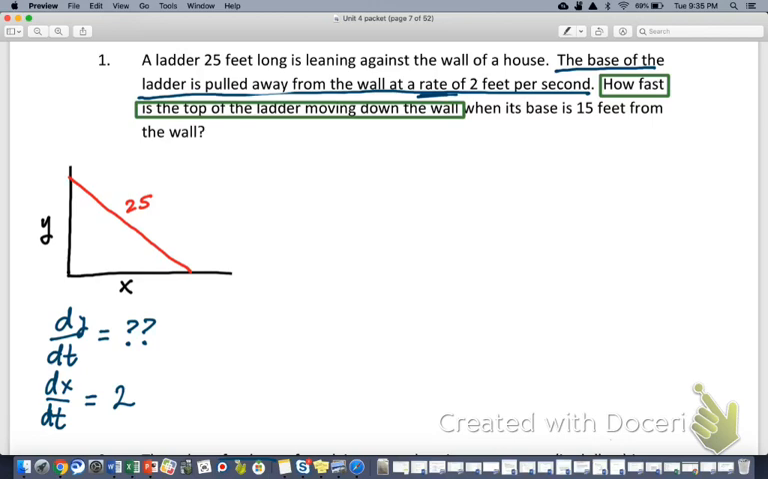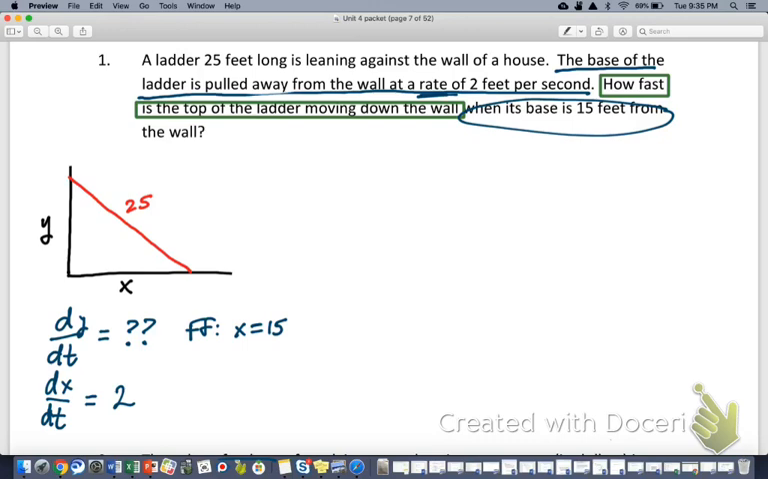Next thing I want to do is think about the freeze frame moment. The key word in identifying the freeze frame moment is, of course, when. And it says when the base is 15 feet from the wall. So I'm going to say my freeze frame moment is when x is 15.